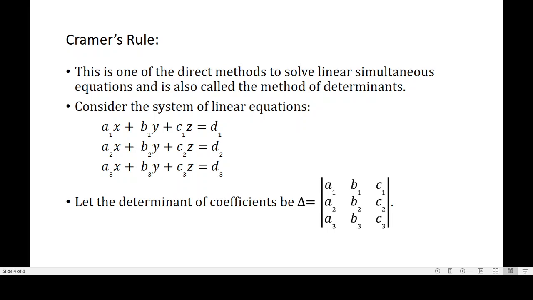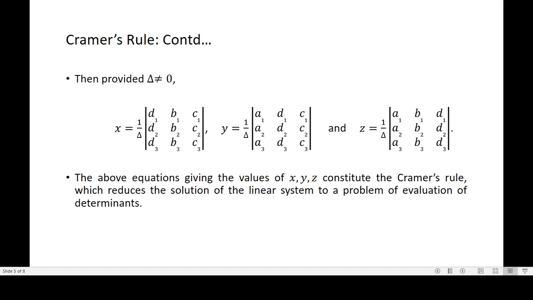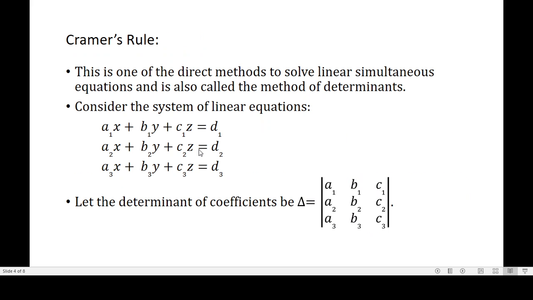Now what is Cramer's rule? How to find the unknowns? Let us first find x. X is equal to 1 divided by delta into the determinant of d1, b1, c1, d2, b2, c2, d3, b3, c3. What do you observe from this? This is delta, correct? Here the first column elements are replaced by d1, d2, d3 respectively. We evaluate the determinant and multiply it by 1 by delta.